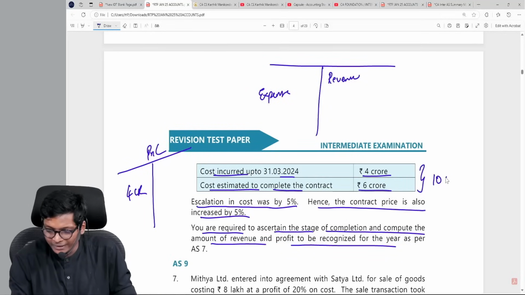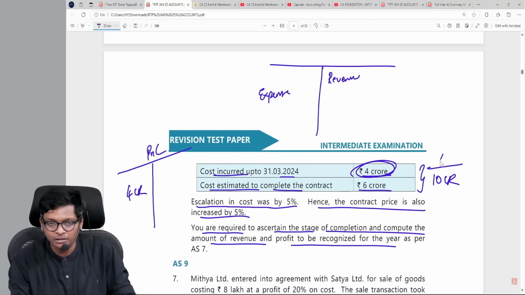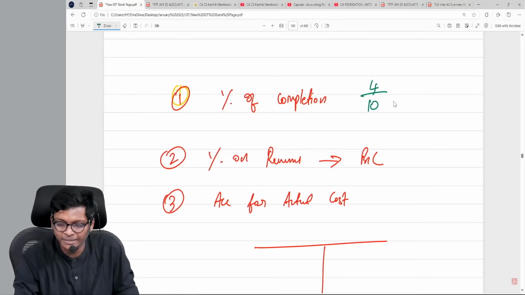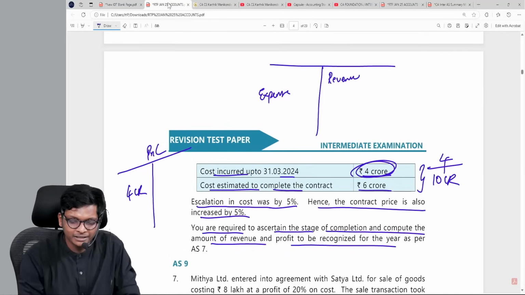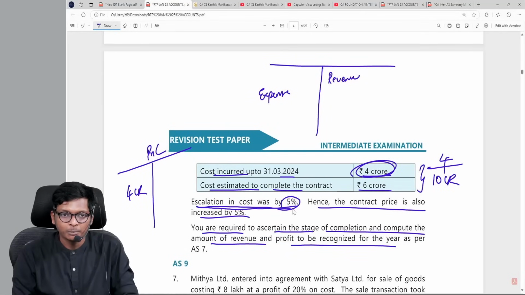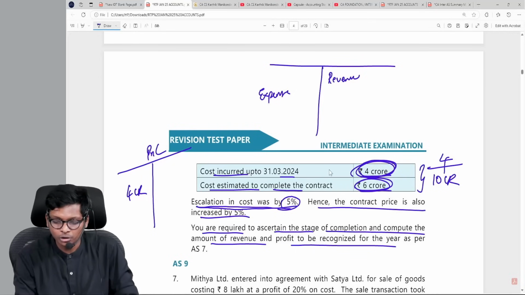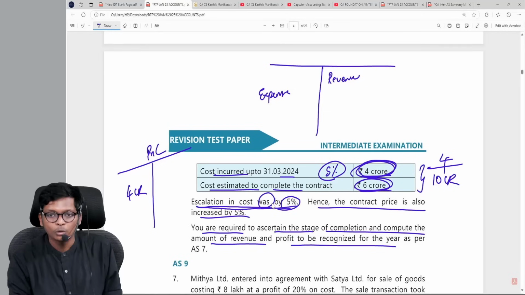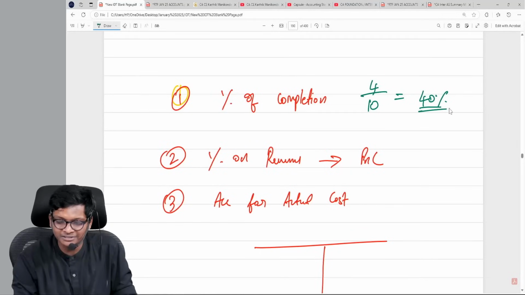Totally I'm going to spend 10 crores, out of which 4 crores is spent so far. Correct? So I will write 4 crores divided by 10, which is 40% of work completed. Now you might say, okay sir, escalation in cost was by 5%. My question is, this 4 and 6, what is given here, is already inclusive of 5%, because the word is was past tense. So the first point is 40% is done.